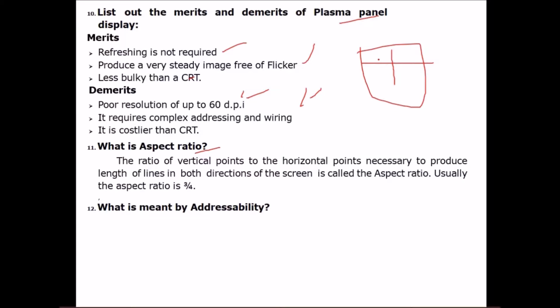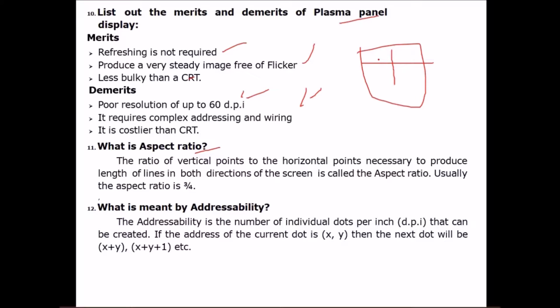What do you mean by addressability? Addressability is the number of individual dots per inch that can be created. So if the address of the current dot is (x, y), then the next dot will be (x+1, y), or (x, y+1). Meaning you can add 1 and go to the next value.